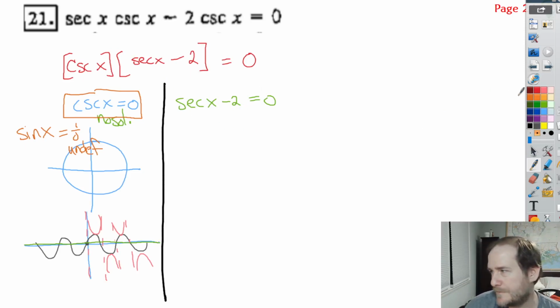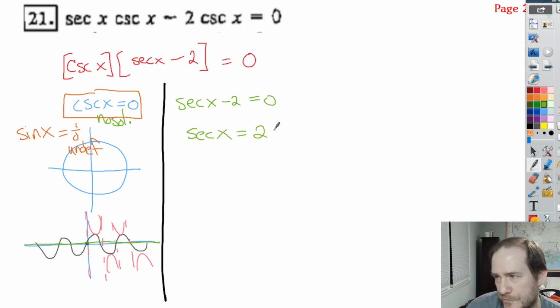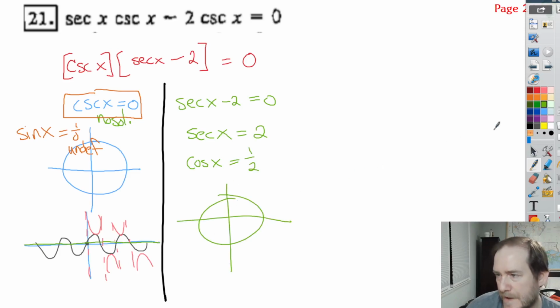Solve this guy instead, because I'm pretty sure that secant does equal 2 sometimes. And the times that secant equals 2 are the same as the times when cosine is equal to a half. So you just solve. We're back to a pretty simple thing again. Cosine is x's. X's are 1/2 at 60-degree angles to the right, so here and here. And then we're done, right?